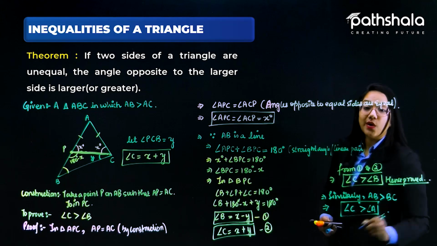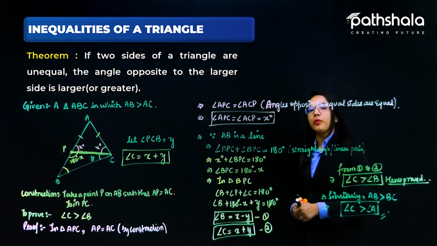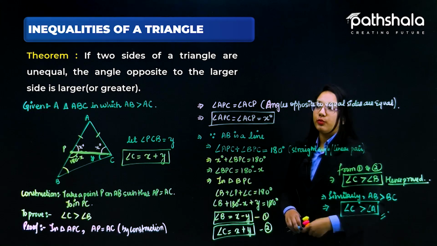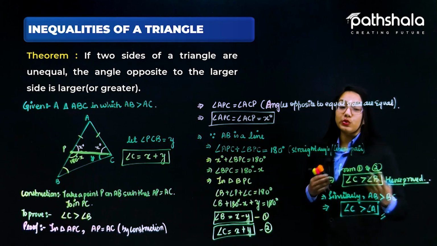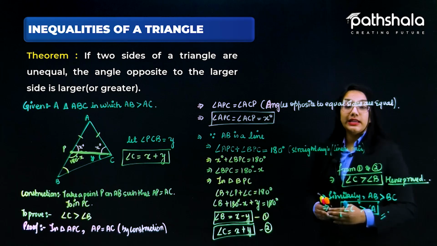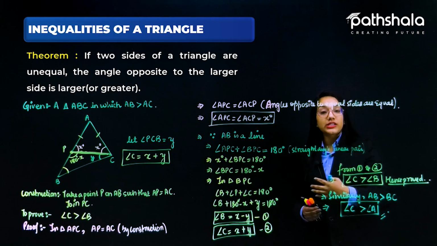So this is all about the very first theorem of the inequality of the triangle, which is a really important theorem. Always remember, if two sides of a triangle are unequal, then the angle opposite to the larger side is always greater.